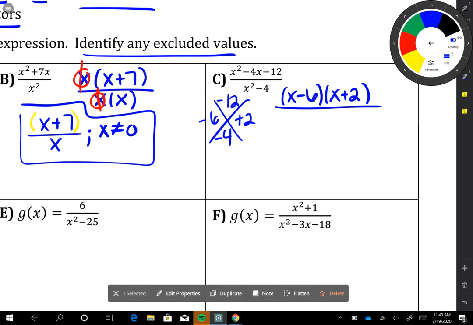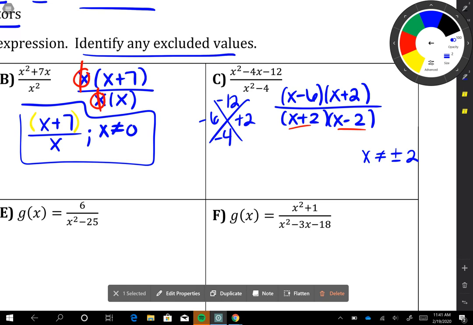Then I have x squared minus 4, and I know you guys know that that is a difference of squares. So x plus 2 times x minus 2. So this is the first time that we've had a different factor in the denominator. We've got x plus 2 and x minus 2. So that gives us two excluded values. X cannot equal positive or -2, as -2 would make our first factor equal 0 and +2 would make our second factor equal 0.